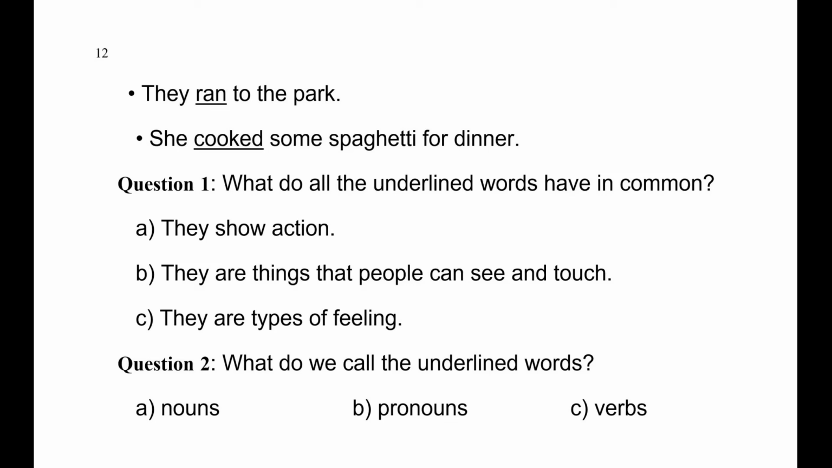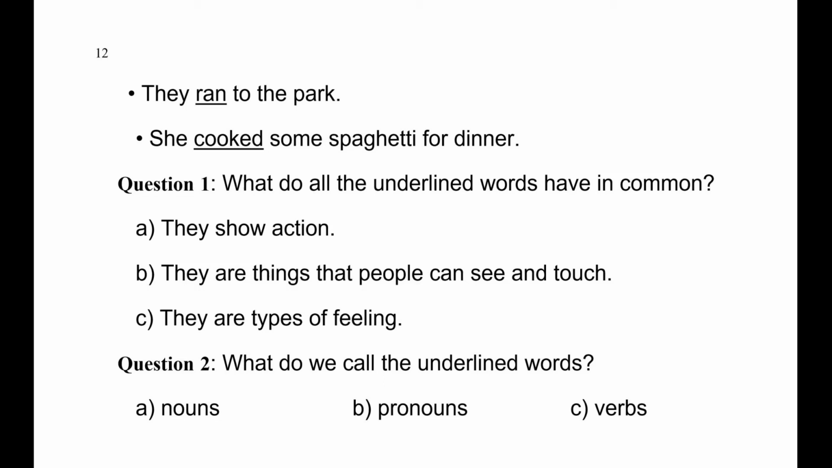So, to lead them to formulate the rule, they answer this question 1. So here are the sentences. They ran to the park. She cooked some spaghetti for dinner. Question 1. What do all the underlined words have in common? A. They show action. B. They are things that people can see and touch. C. They are types of feeling. And, of course, we hope, and they do, they answer A. They show action.